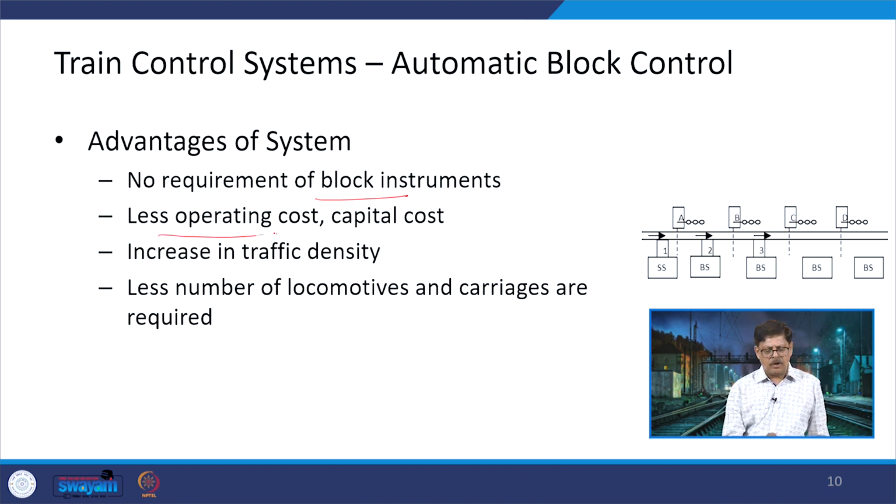There is a lower operating cost and capital cost. It helps in increasing the traffic density on a route, because now more trains can move at a certain distance behind each other, and still the safety is being maintained. So, more efficiency comes into the system, and that brings in better traffic density. Fewer locomotives and carriages are required in this particular case, because not much shunting operation is going to be required.